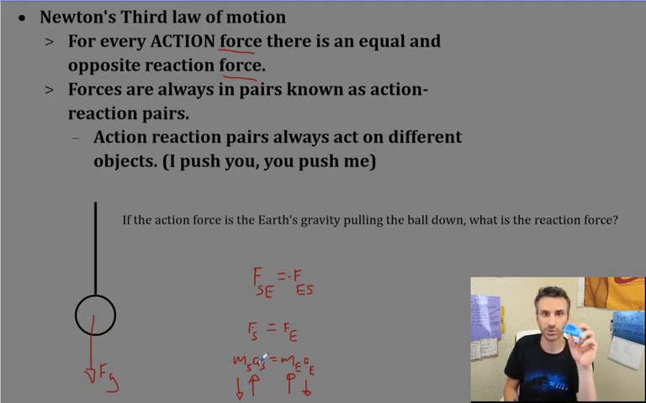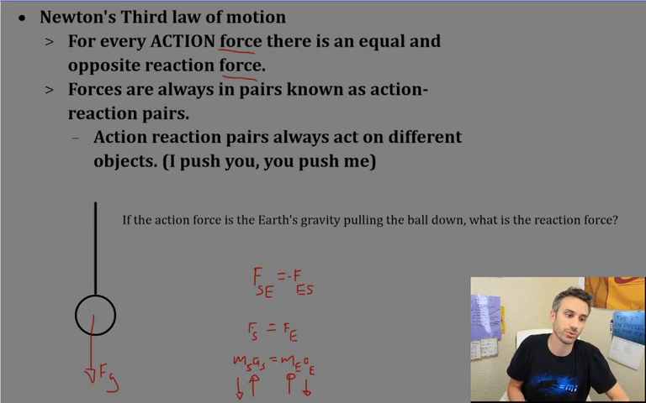However many times greater the mass of the Earth is, that's how many times smaller the Earth's acceleration is. That's why it's so absurdly small and negligible. So let's move on. Those are Newton's 3 laws. See if you can apply all 3 of them to a scenario.